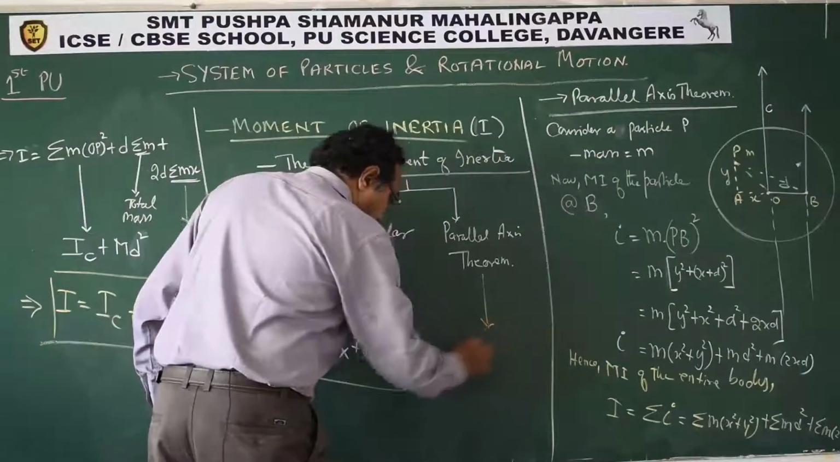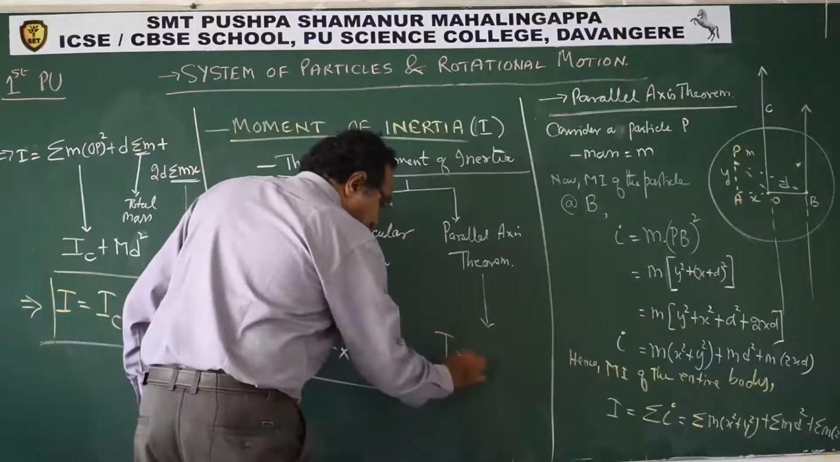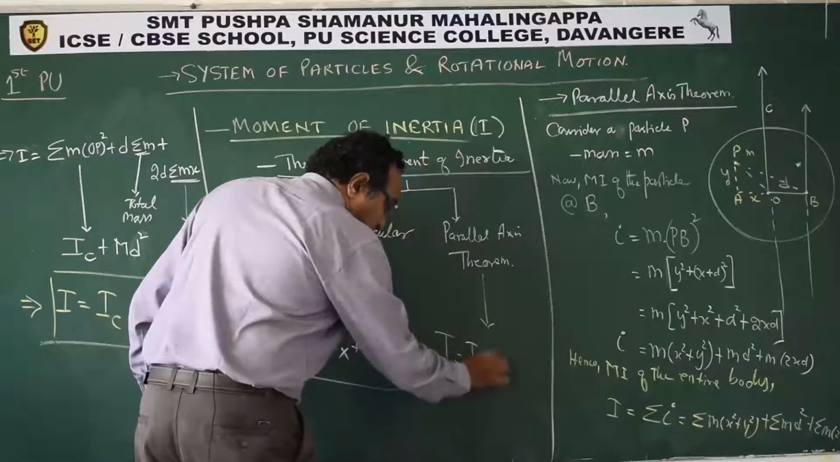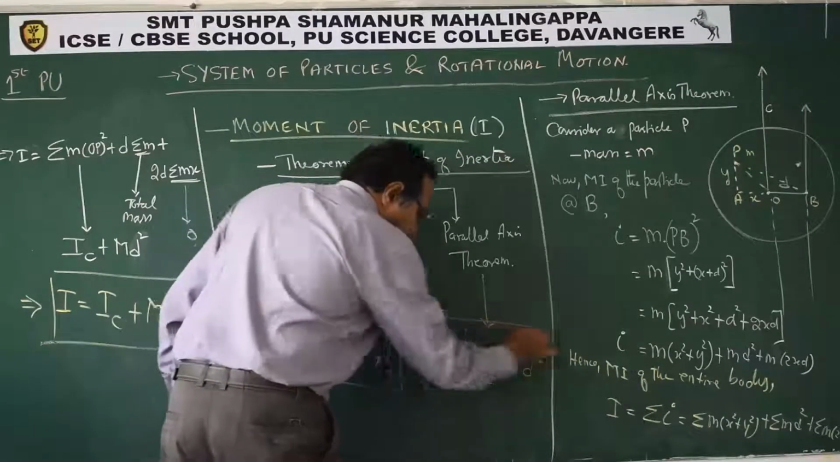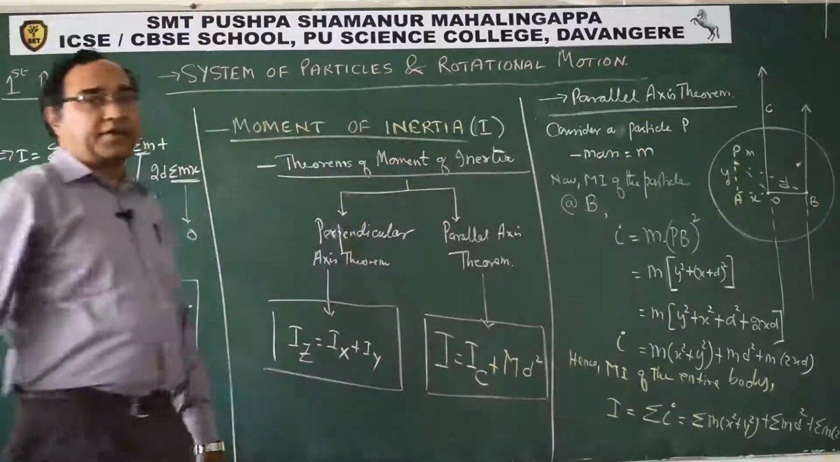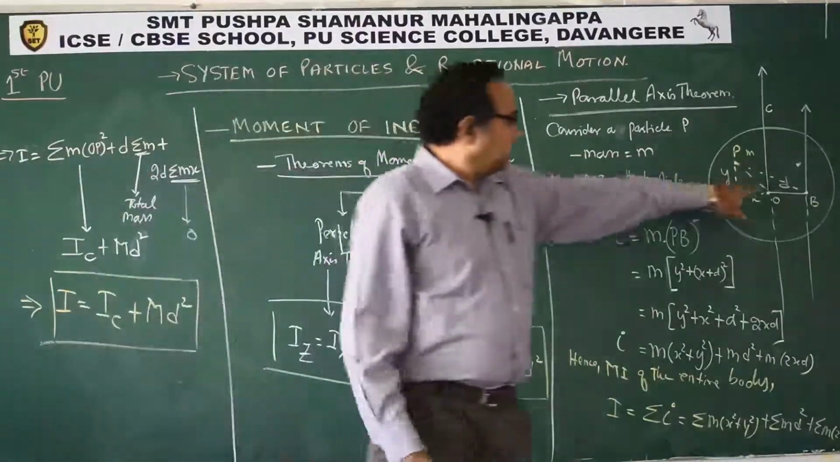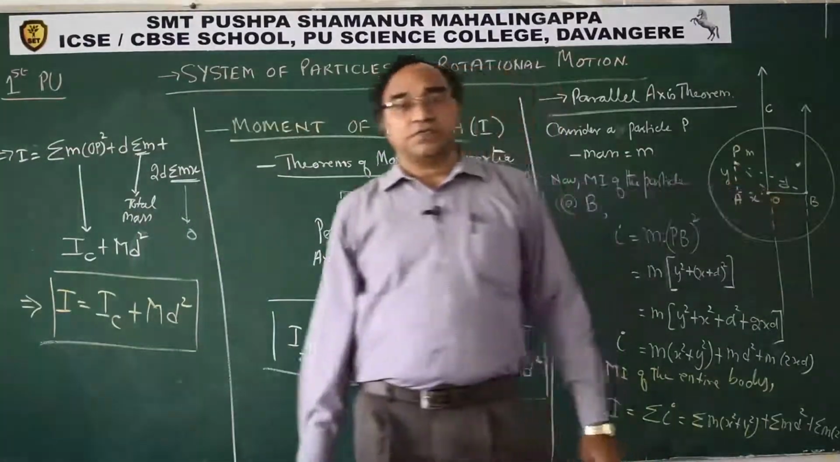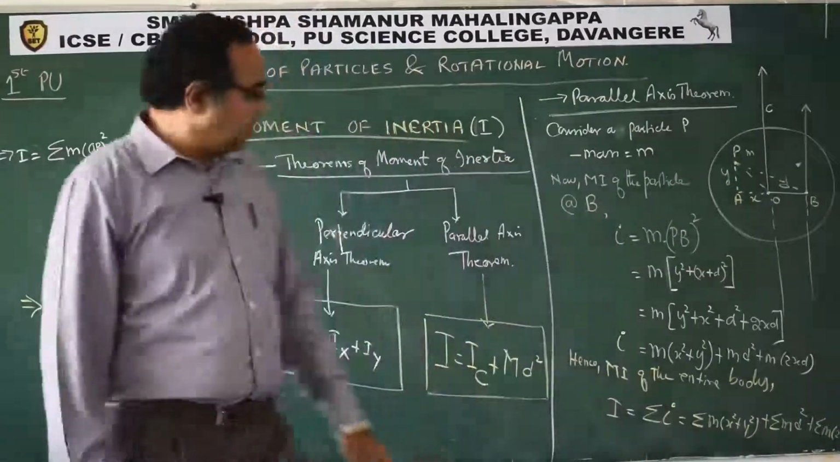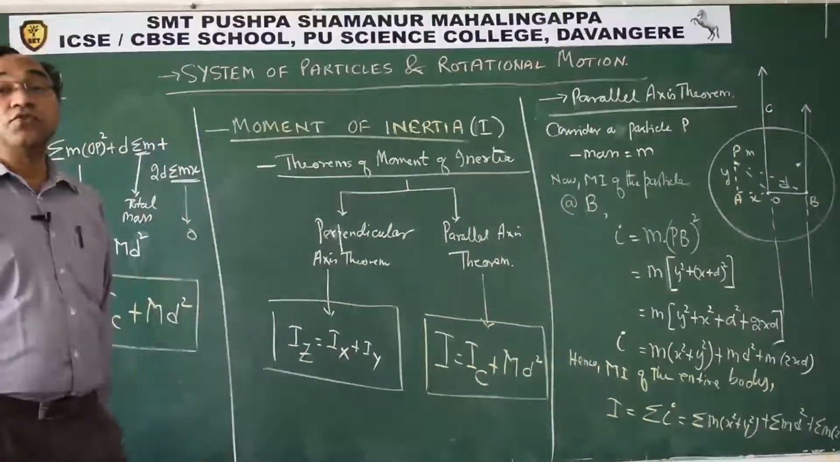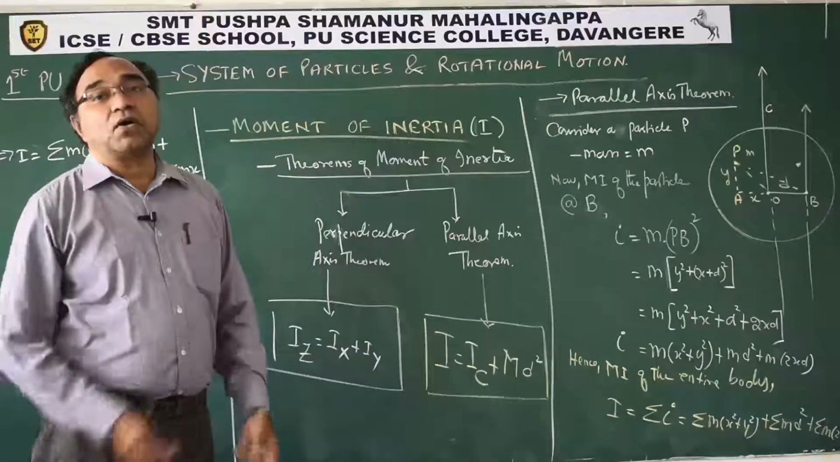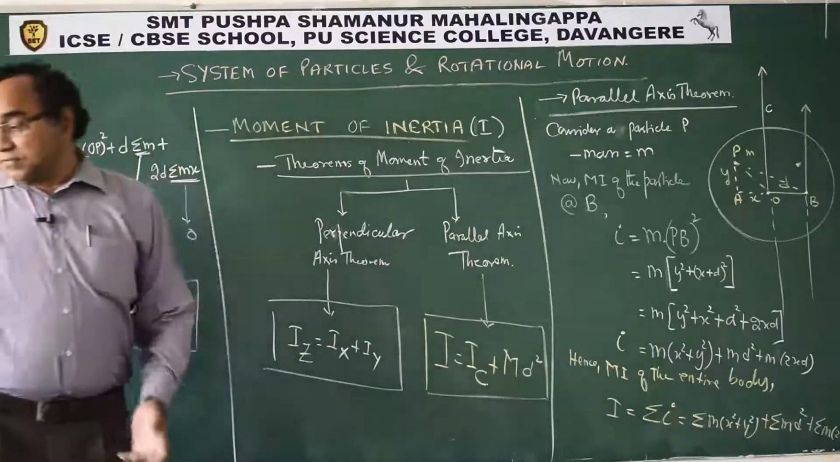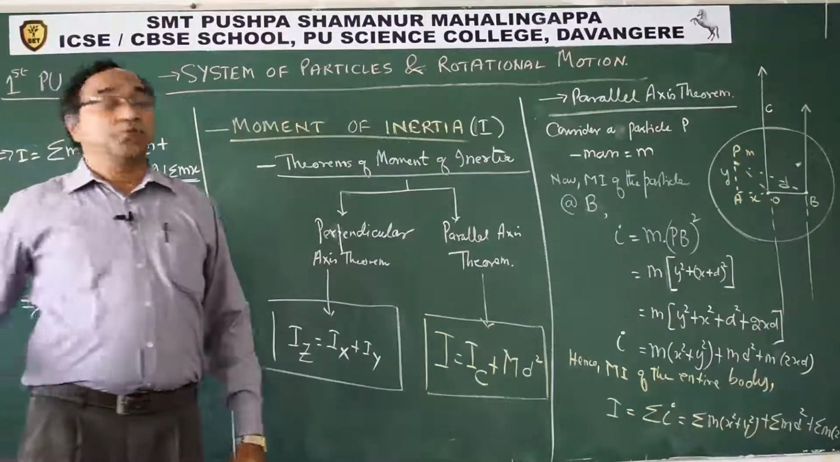So parallel axis theorem will give you I is equal to moment of inertia about the central axis plus mass times square of the distance between the two axes. D is the distance between the two axes. So students, these are the two theorems that you will be extensively using in rotational motion to find moment of inertia about the axes which are given to you.